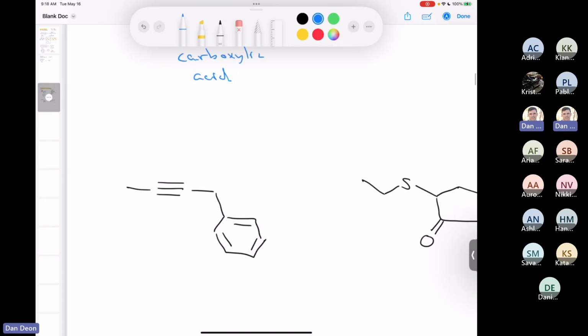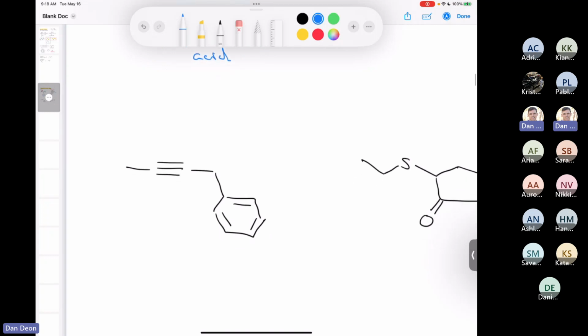Let's try this one here, the one on the bottom left. Not my prettiest artwork with my Apple Pencil, but there's two functional groups in this one. Aromatic, yes, thanks, Hannah. Absolutely. There's an aromatic in this one. Yes, so we'll put that in here. Aromatic. And there's one other one. Yes, thanks, Pablo, the alkyne.